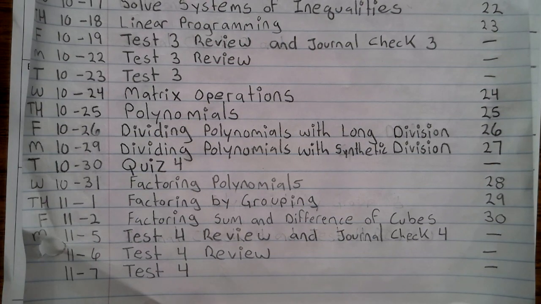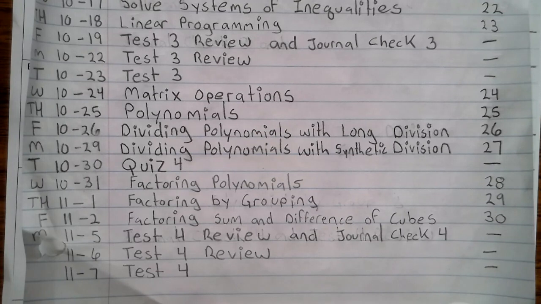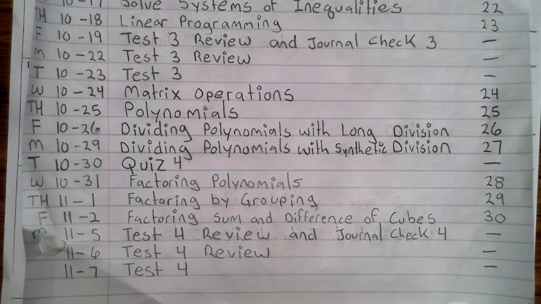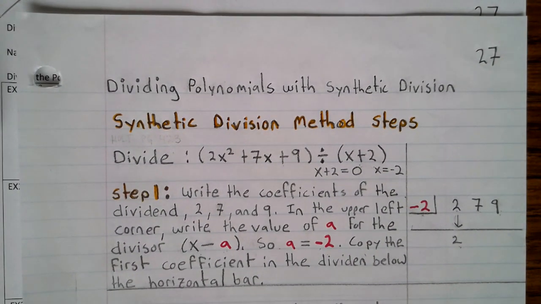Okay, Wildcats. Today we're looking at Monday, October 29th, dividing polynomials with synthetic division on page 27. Now, if you notice, test 4 is going to be the last grade for the second 6 weeks. All right, now your table of contents is updated. Let's take a look at your notes. Dividing polynomials with synthetic division on page 27.